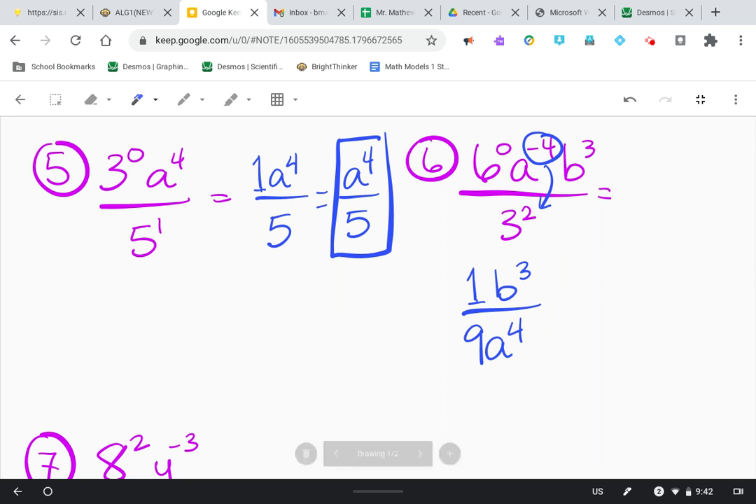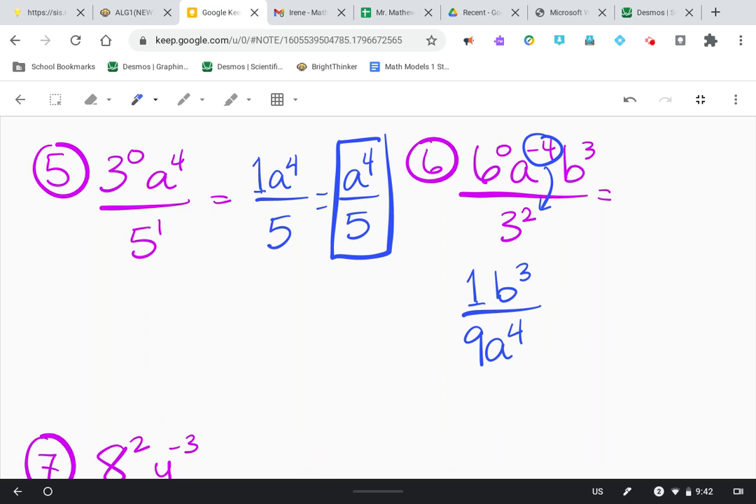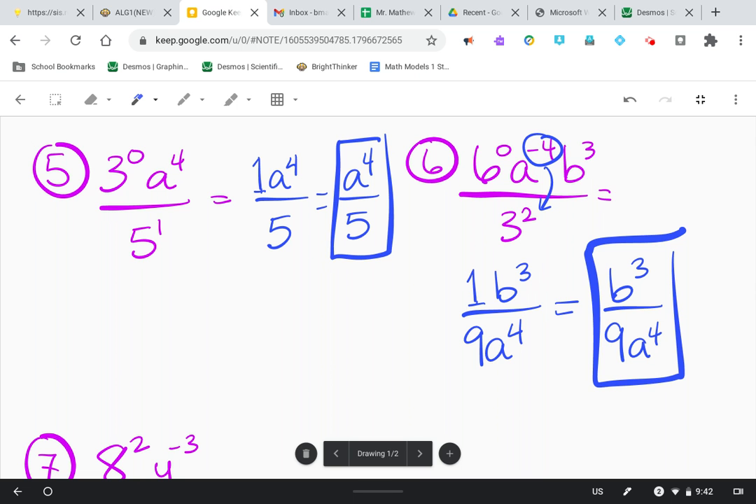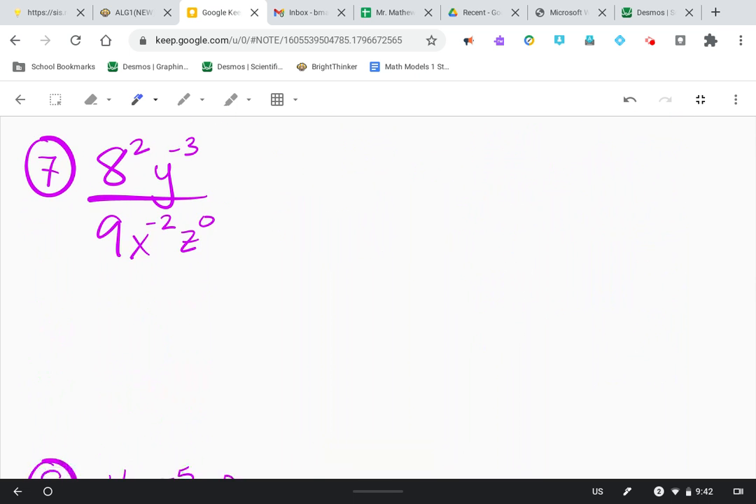So kind of notice everything that happened. The 6 to the 0 became 1. A to the negative 4th moved down to become a to the 4th. B to the 3rd stayed. 3 squared became 9. Then we'll drop that 1. We don't need it. And then we'll leave it, and the final answer will look like that. So use these as guides as you go to work the problems in your unit because they're very similar to what you have. So again, we're going to work through.